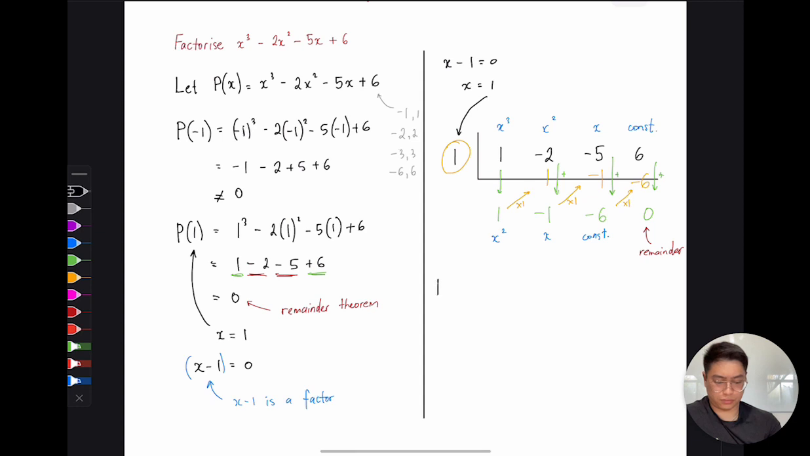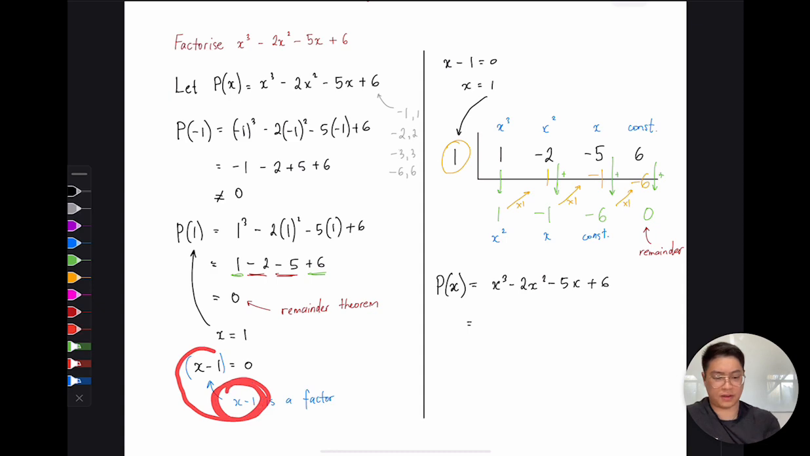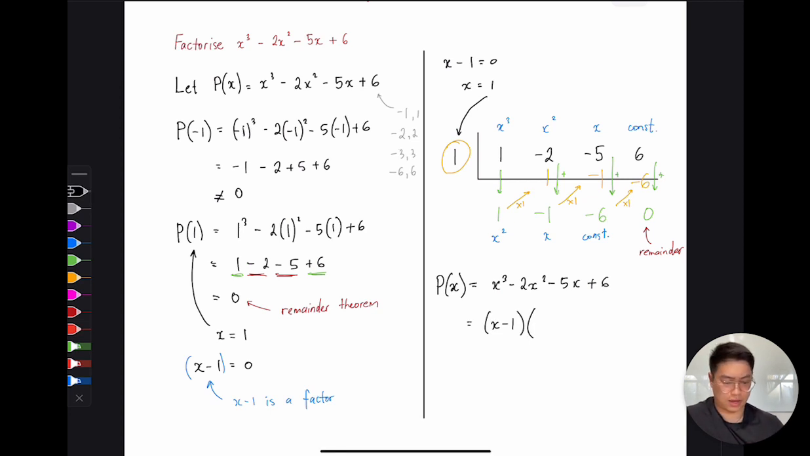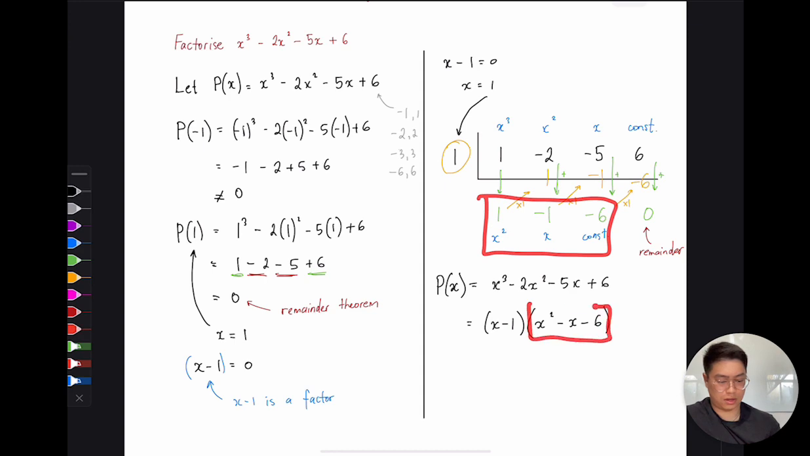Therefore, our p of x, x cubed minus 2x squared minus 5x plus 6, can be split up into these factors here. So we've got our linear factor, which is x minus 1. That's the same factor here. And this quadratic expression here. So we've got x minus 1 at the front, and then we also have x squared minus x minus 6. That section is this here.